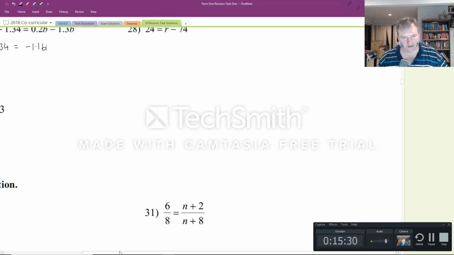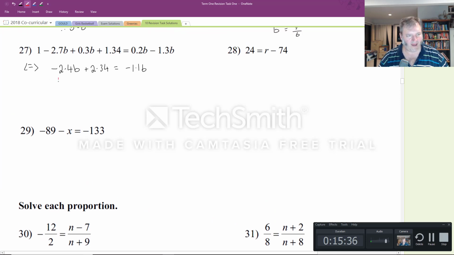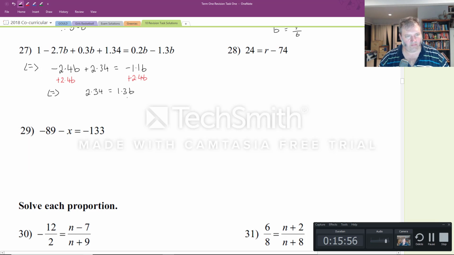Negative, oh, there I go again. I've been doing well not to do that. Negative 2.4b is what I want to get rid of. So I'm going to add 2.4b to each side. Oh, that's where I lose my cursor. Found it again. So now I have 2.34 is equal to negative 1.1b plus 2.4b, that's going to be 1.3b. And so we divide by the 1.3. 2.34 divided by 1.3 is equal to b.